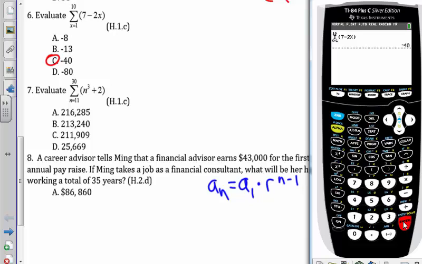Looks like my board's already getting off here. So now let's take a look at number 7. Same thing: math, up, up, up, enter. This one we're not starting at the first term. We're going to start at the 11th term and go up to the 30th term, and then it is x cubed plus 2. So let's see what the summation of this one is. 213,240. So that would be B. So hopefully we won't have any issues with those.